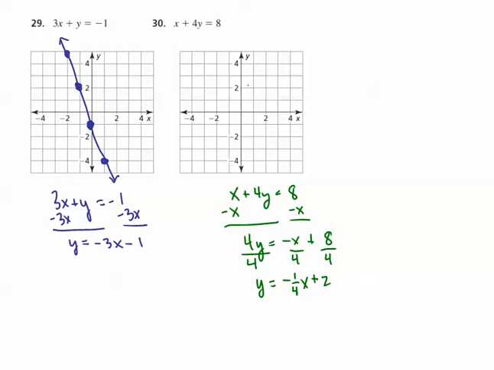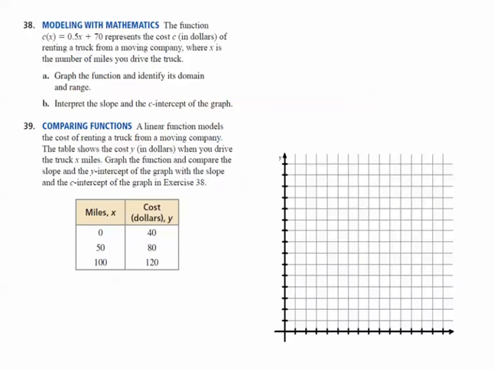So now we know that our y-intercept is 2. The slope is -1/4, so we're going to go down 1, right 4. No more room there. We can go up 1, left 4, and we can see what our line looks like. All right, so that does it for number 30.